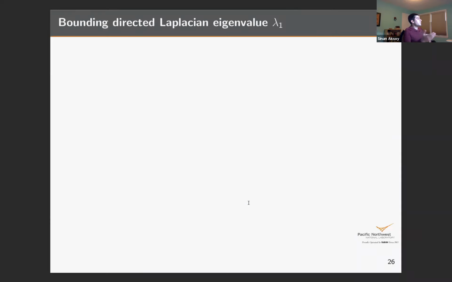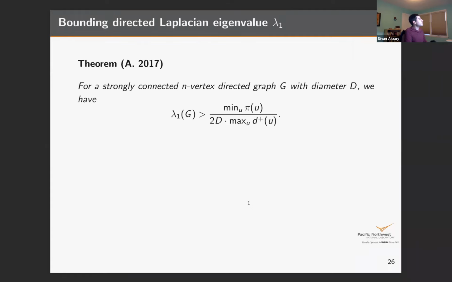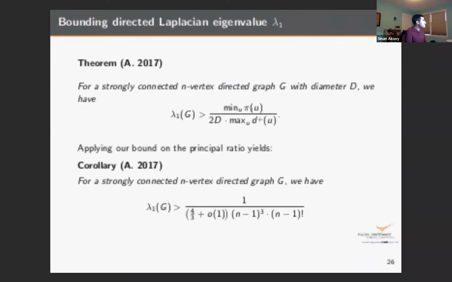Okay, so those small entries in pi were part of what was controlling the rate of convergence. The other part was, of course, this second eigenvalue that we've been talking about so much. So we were able to prove, as we did before, a sort of directed analog for what the bound is on lambda 1 in terms of, in this case, the diameter of the graph and this stationary distribution pi.